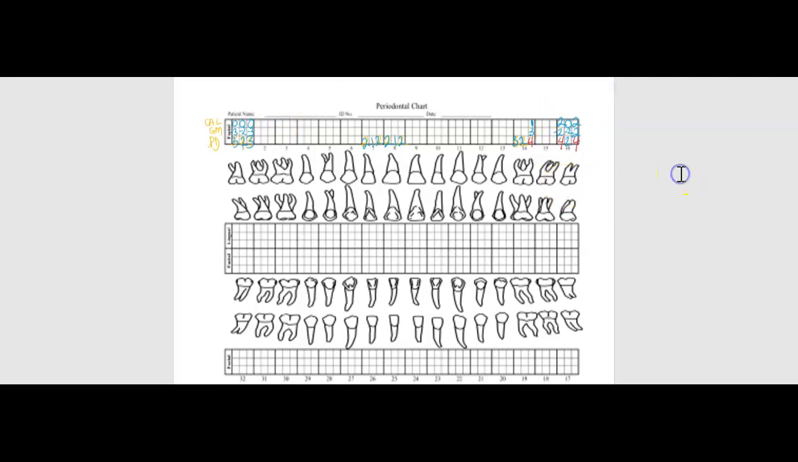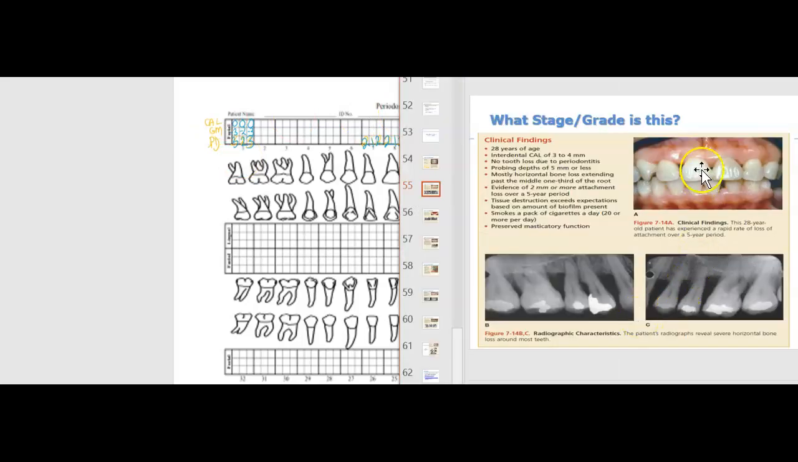And let's say we got some more readings. We got some CALs of 3, we got some CALs of 4, some CALs of 1, some CALs of 2, another 3, another 4. Okay, this is a hypothetical example. So what we do now is we look at the highest CAL, and the highest CAL we got is a 4. So that's what they're referring to in this case study, that the highest CAL is a 4.